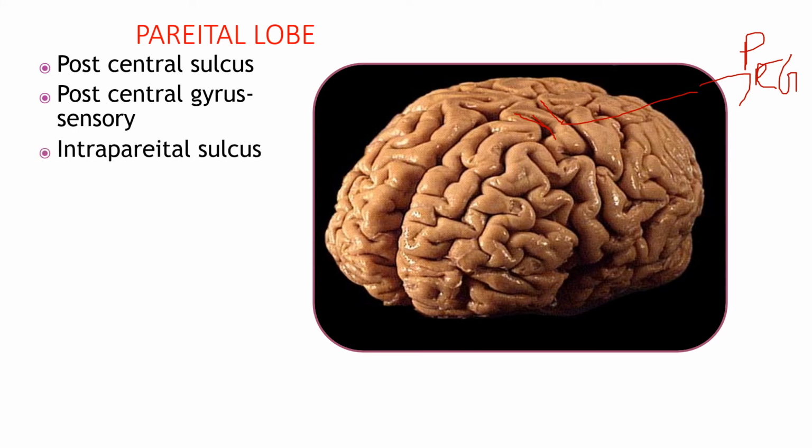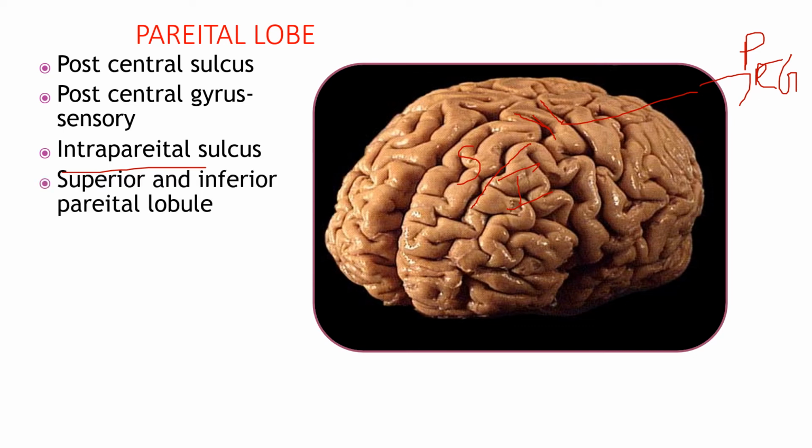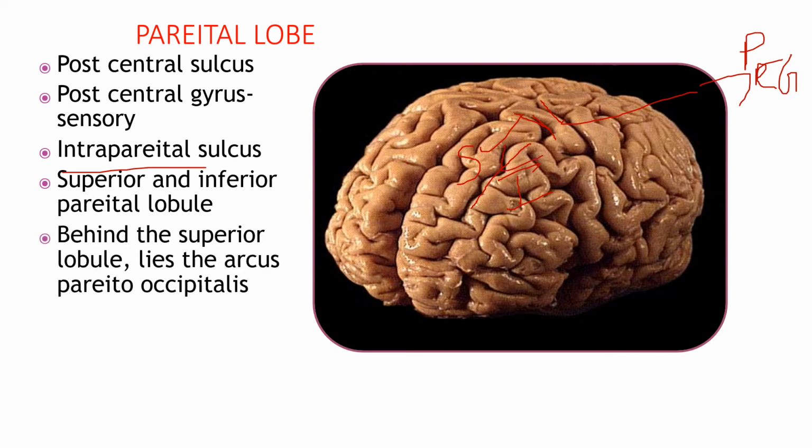In the parietal lobe, we have only one sulcus. We can name that the intraparietal sulcus. So this part is divided into the superior parietal lobule and the inferior parietal lobule. In the frontal lobe we learned two sulci and three gyri. Here, one sulcus and two lobules. So that is the superior parietal lobule and this is the inferior parietal lobule.